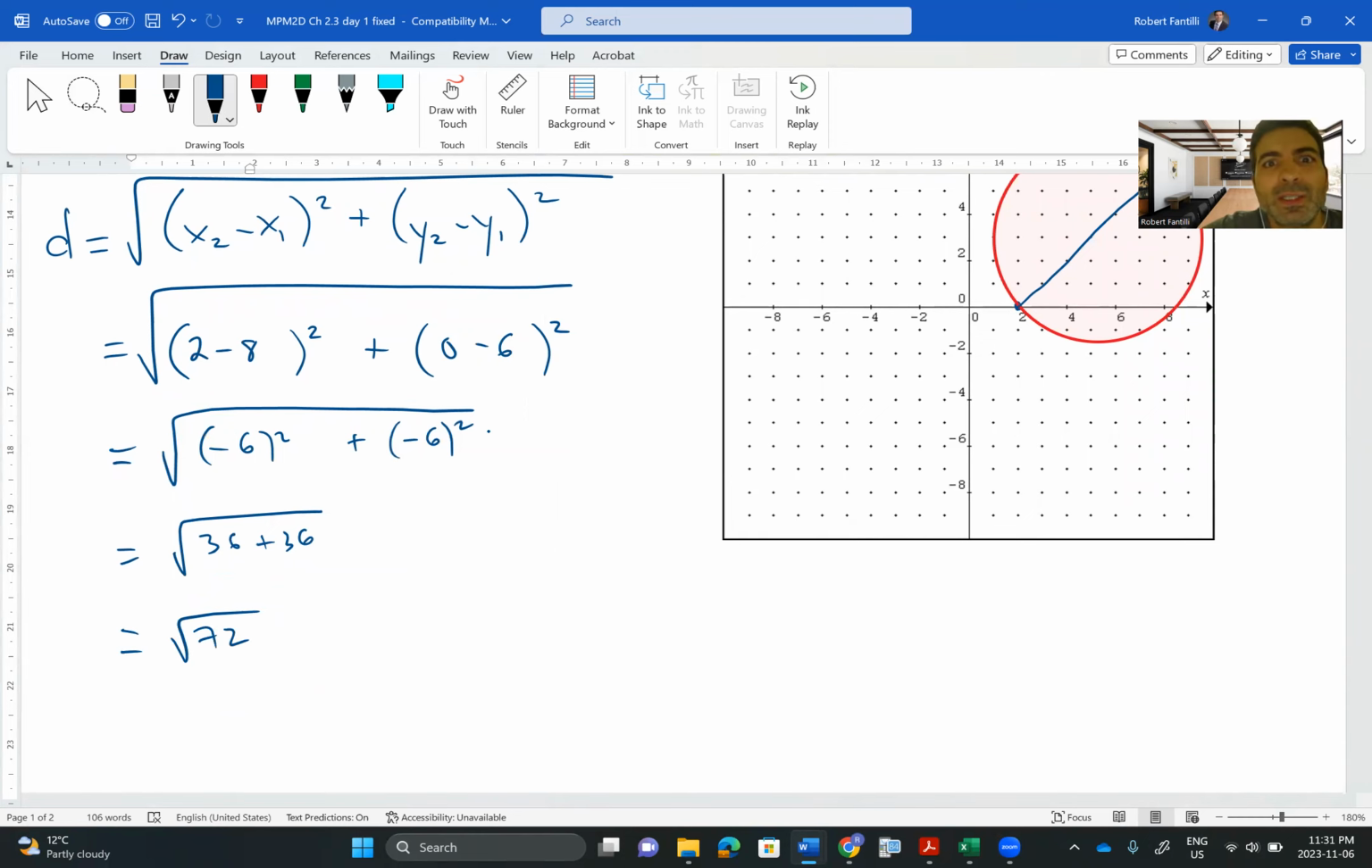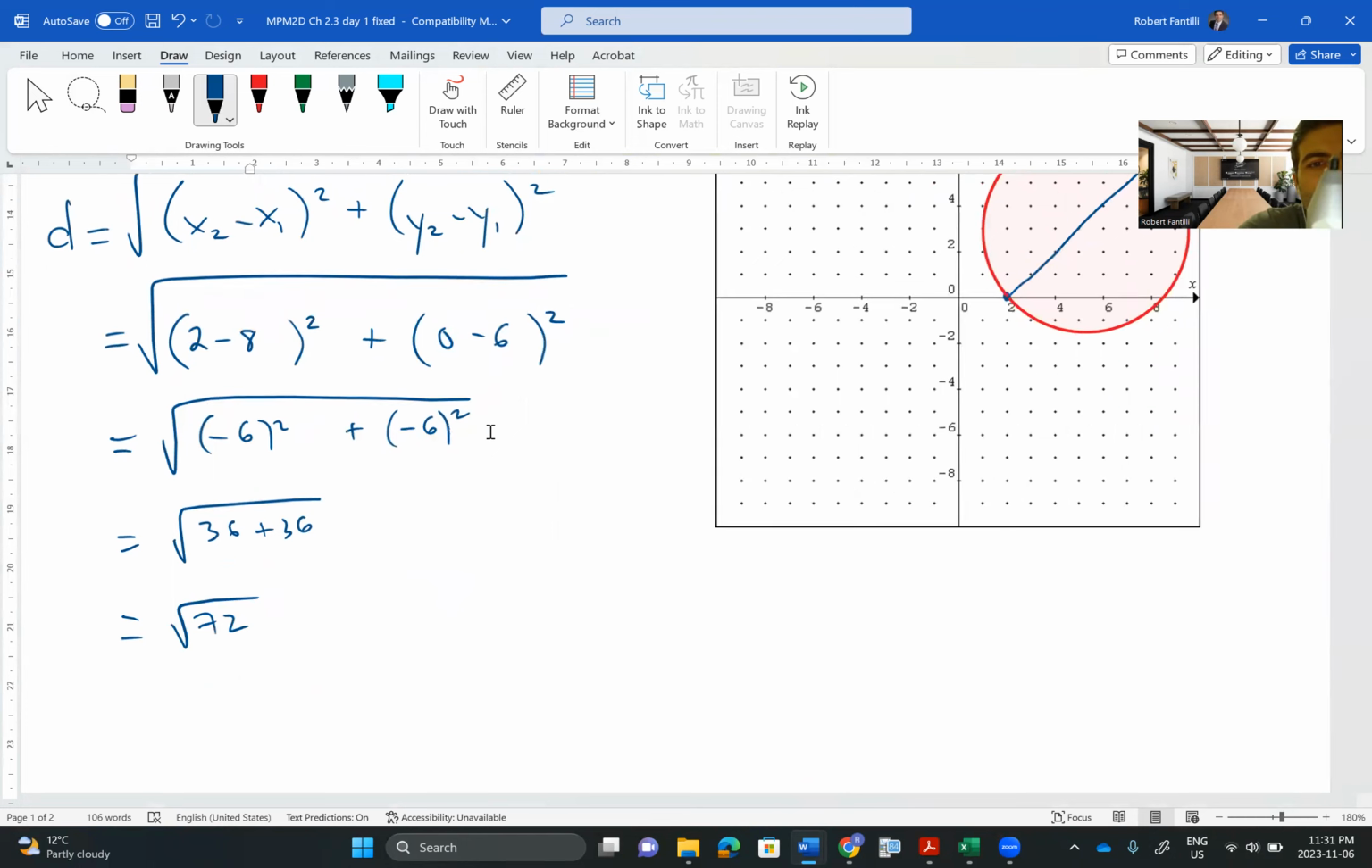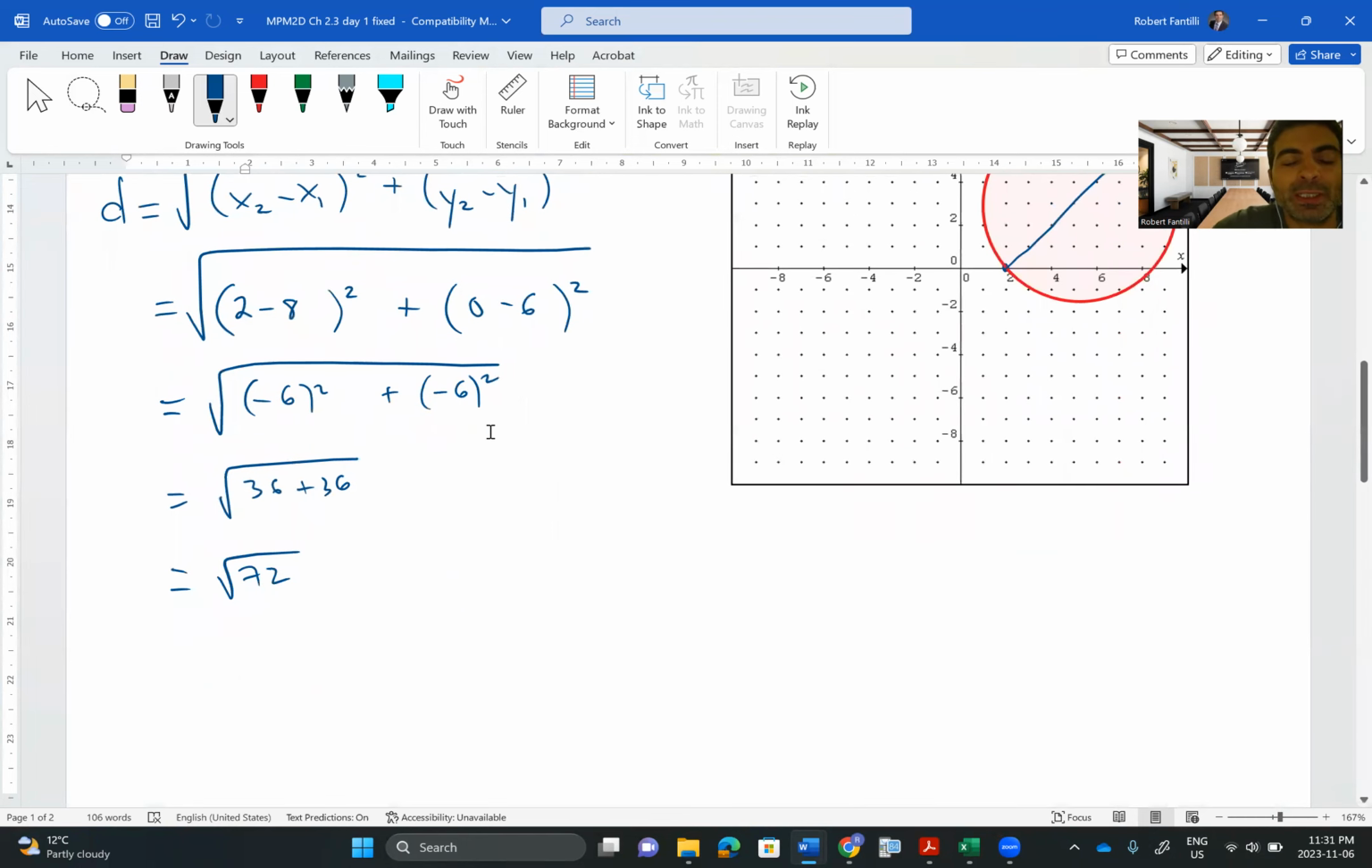Now, you might find in some of your work that they simplify the radical. If you look at the answer key at the back of the text, sometimes they simplify the radical. Well, first of all, we know that the radius equals 1/2 of the diameter.